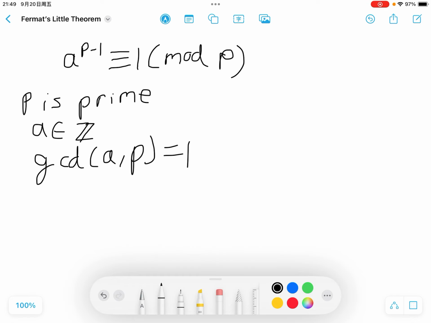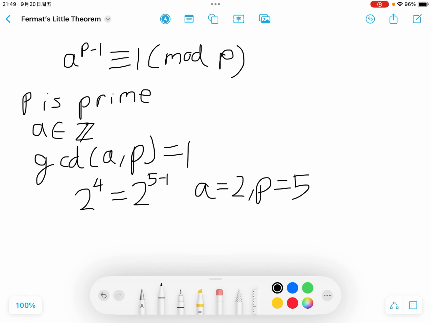And this right now looks really weird here. So let's just try some things out. Let's just try 2. So a is 2. 2 to the power of 4. So 2 to the power of 4 can be rewritten as 2 to the power of 5 minus 1, meaning a equals 2 and p equals 5. Now, is p a prime? Yes, it is. 5 is a prime number. What's the GCD of 2 and 5? Well, it's 1, so this meets the requirements, meaning that 2 to the power of 4 should be congruent to 1 mod p, or mod 5.